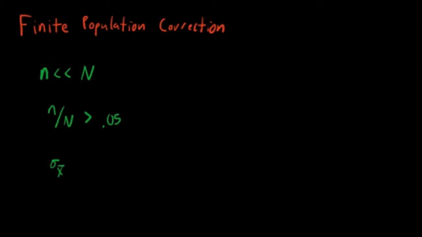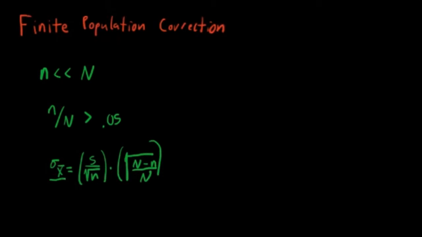And that correction factor is equal to the square root of our cap N minus our little n over our cap N. So to impose that correction factor, we just multiply that value by our normal formula for our sample mean standard deviation. So we'll say s over square root of n. And that's our simple correction factor. We just multiply those two values together, and that gives us our updated version of our sigma sub x bar.